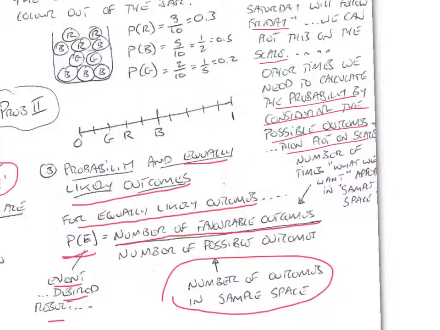We would plot possible outcomes on the scale. The number of favourable outcomes refers to the number of times what we want, the event, the desired result, appears in the sample space. So we did this in first year, we're just refreshing it for now.